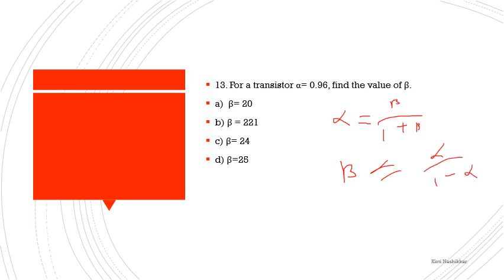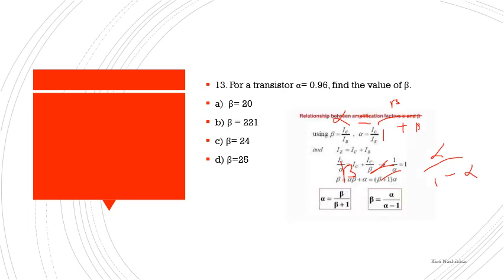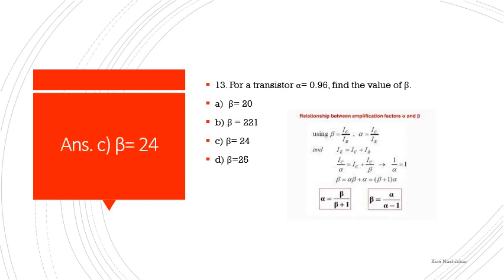You can just put the values, and after putting it, yes, these are the relationship which is shown here, and how we can derive the relationship, that procedure is also shown. So just put the values and the answer is beta equals to 24. Option C is the correct one.